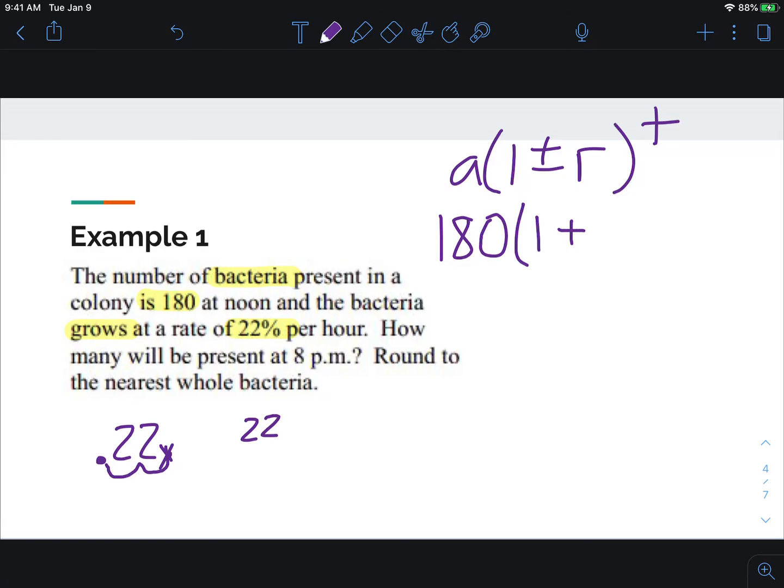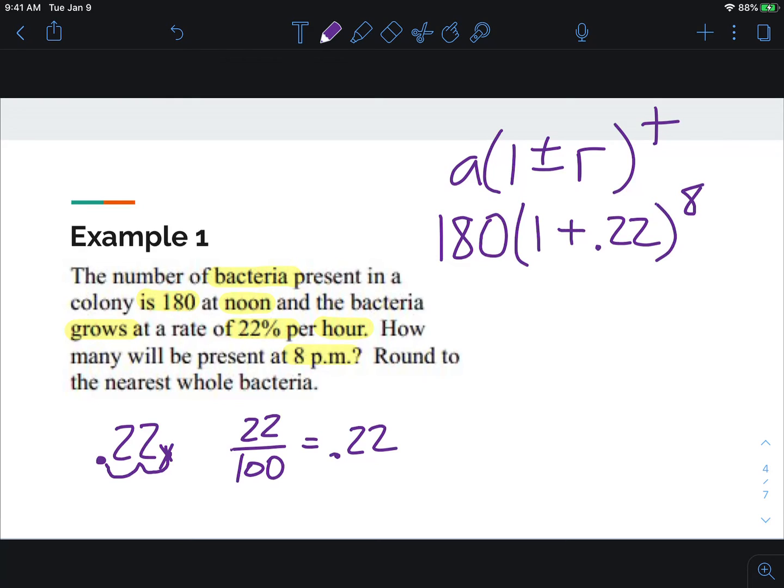Or I could do 22% divided by 100, plug it into my calculator, and I'll get 0.22. Either way works. So 1 plus 0.22. And then T, it's going up by 22% per hour. So how many hours are here? We're starting at noon, and then we're ending at 8 p.m. So that's 8 total hours between noon and 8. So that'll be my exponent.